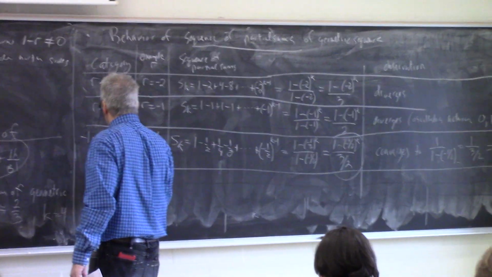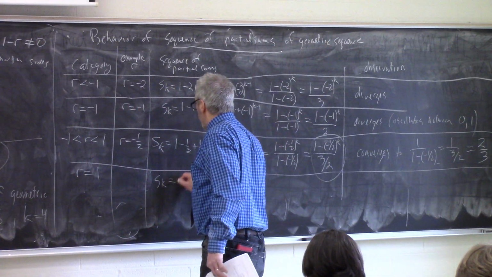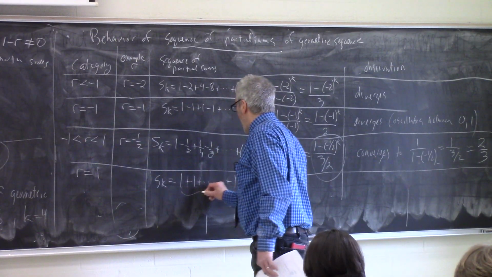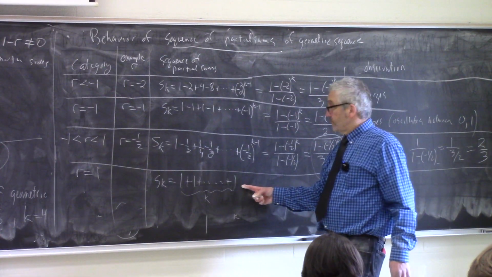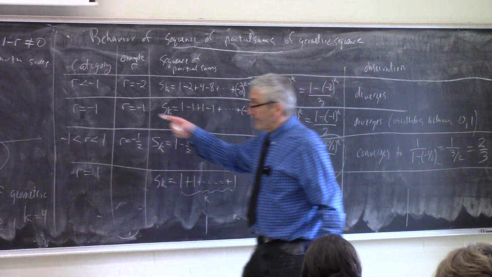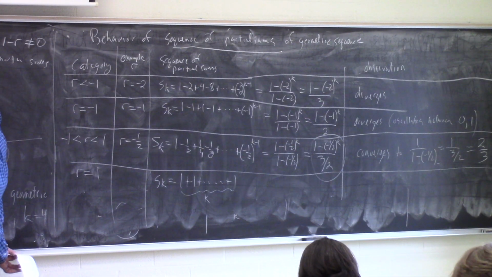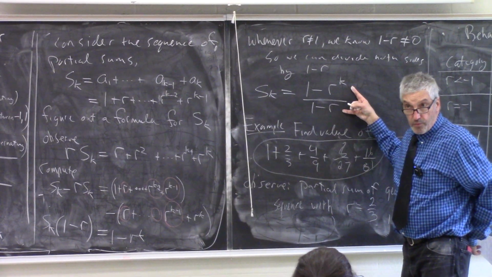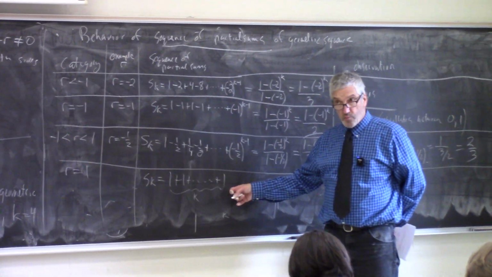How about when r equals 1? Well, then the kth partial sum is 1 plus 1 plus 1, and I have k of these terms. What's the value of that? Remember, we derived this formula in the special case where r was not equal to 1. This formula would not give us a value when r equals 1 because we'd be dividing by 0. But we don't need a stinking formula. What's the value of this? 1 plus 1 plus 1, k times.